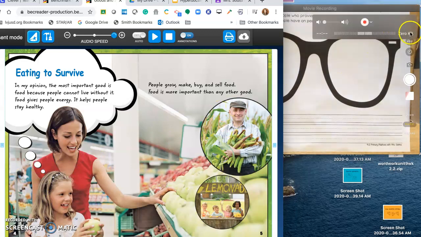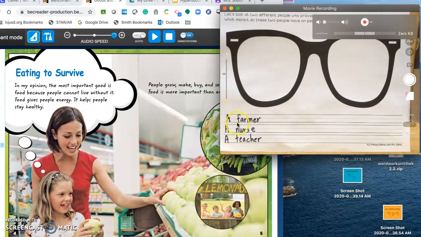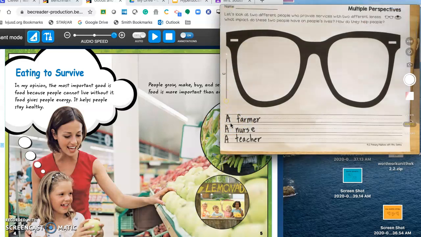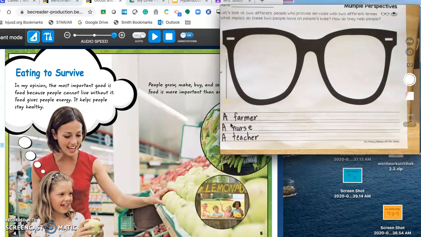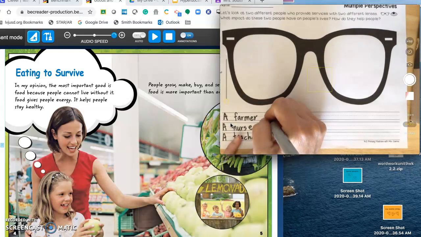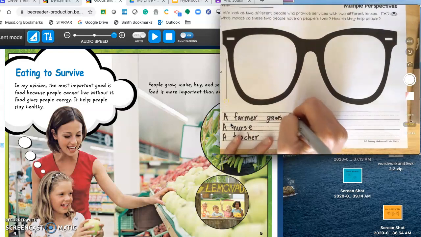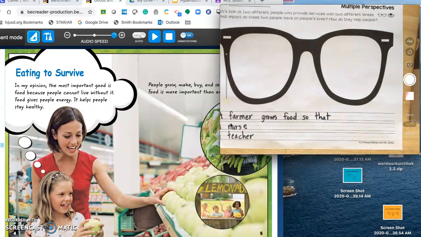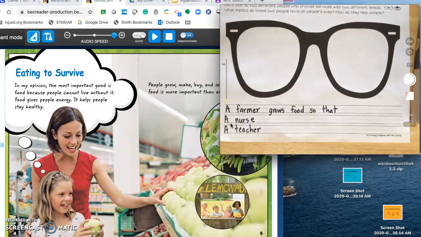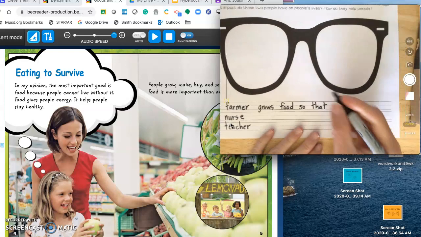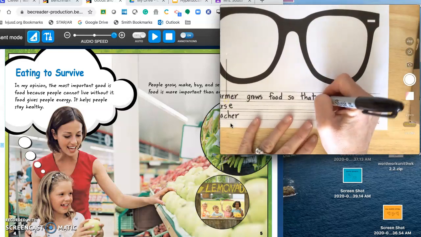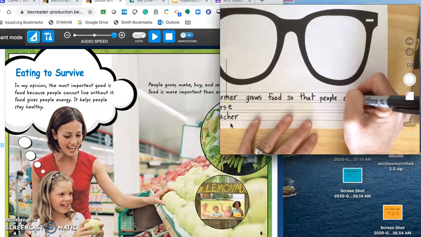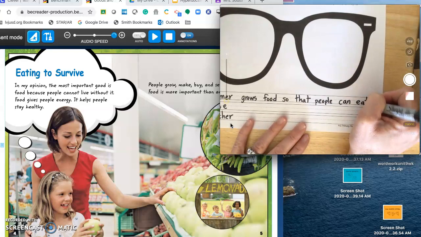So on my sheet, I'm going to do some writing here, and I've already prepared it. It says a farmer. And I want you to think about what service a farmer provides. So I'm going to write a farmer. Think about, what does a farmer do? You're right. A farmer grows food so that, now think about the customer. What does the customer do with the food that the farmer grows? A farmer grows food so that people can eat. That's one example. You might think of another thing that you can write there.